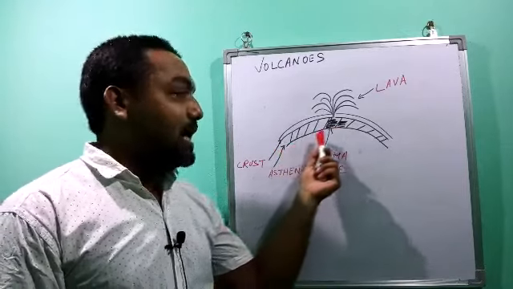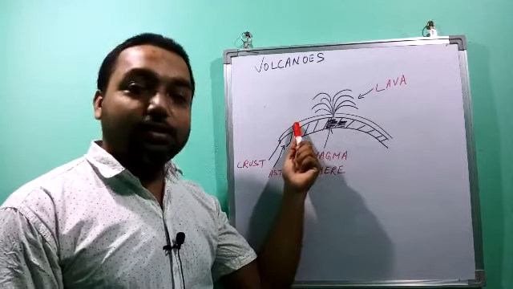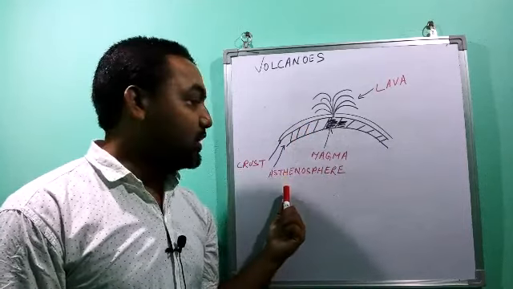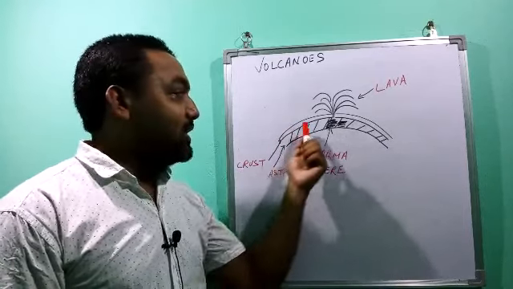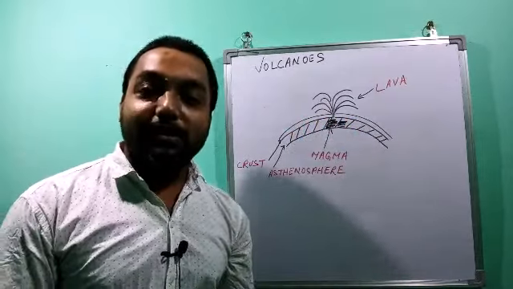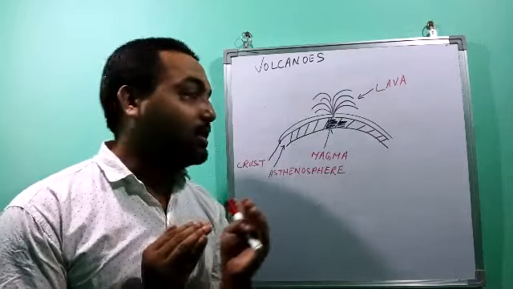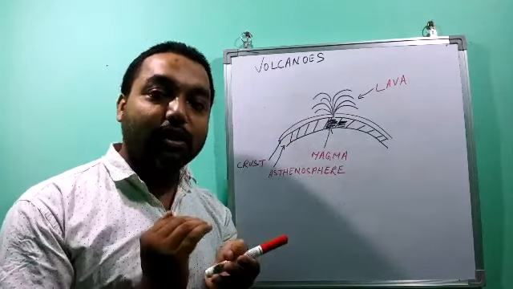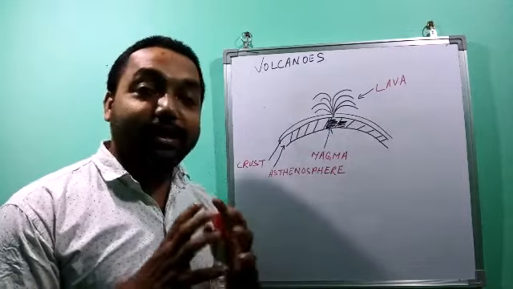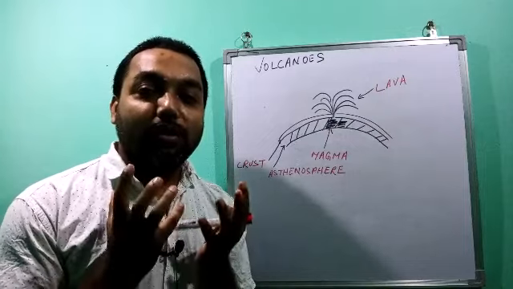The top two layers of the earth's surface are, first, the crust of the earth, and the upper portion of the mantle, that is known as the asthenosphere. In this asthenosphere only, a hot molten material is present. This is known as magma. This hot and molten material that is present in the asthenosphere just below the crust of the earth is known as magma. This magma is very hot, so it has a huge amount of energy.